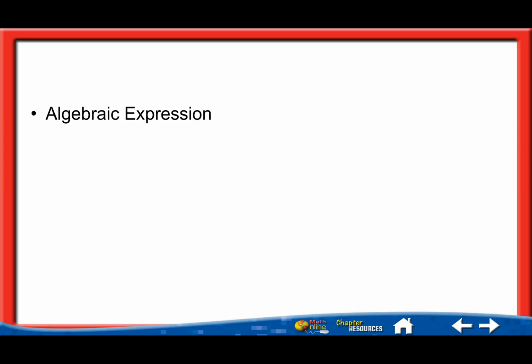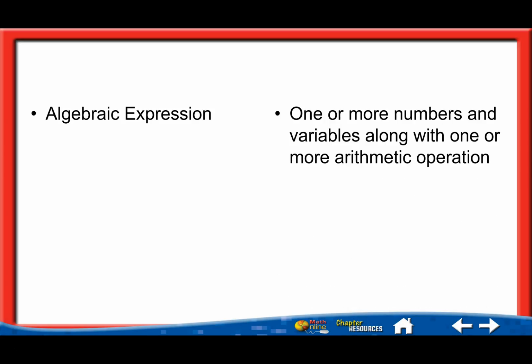An algebraic expression, one or more numbers and variables along with one or more arithmetic operations. So that could be 5x, or 3x minus 7. So if it's got an x or a y or an a, b, or a letter in there, that makes it an algebraic expression. So 3ab divided by CD, 5CD.